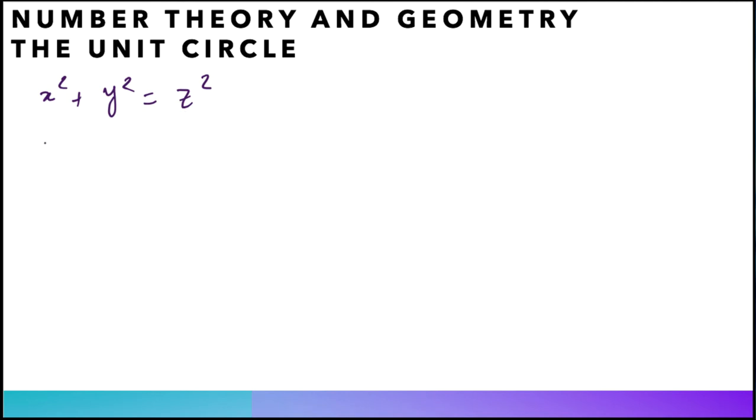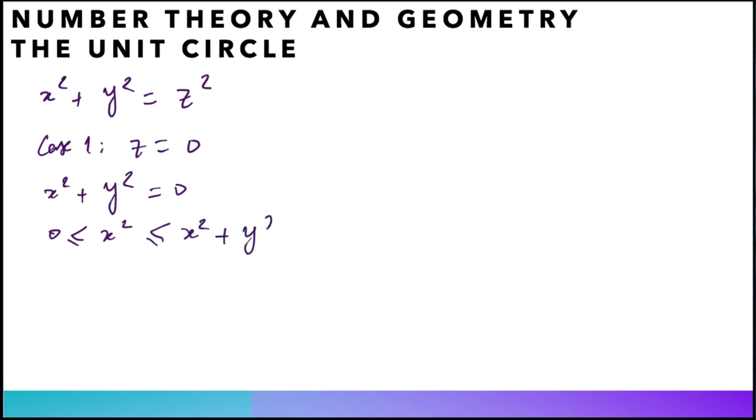We distinguish two cases. Case 1 is when z is equal to 0. This is actually simple and trivial. This implies that x squared plus y squared is equal to 0, and actually it implies that x and y are both 0. One can see this by the inequalities. x squared greater than or equal to 0, but it is lesser than or equal to x squared plus y squared, which is equal to 0. This means that x squared is 0, which implies that x is 0. This equation implies then that y is 0 too. Hence, when z is equal to 0, we get the trivial Pythagorean triple 0, 0, 0.